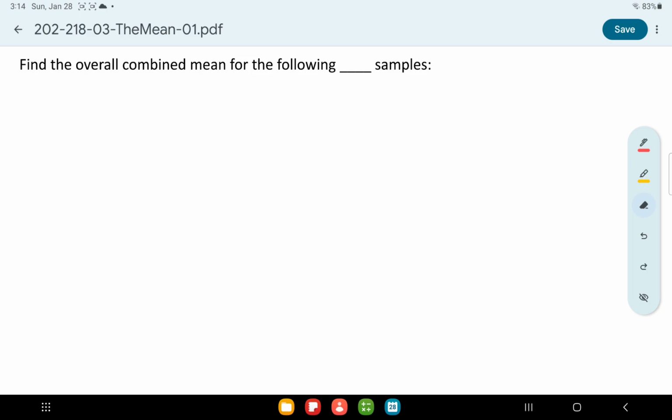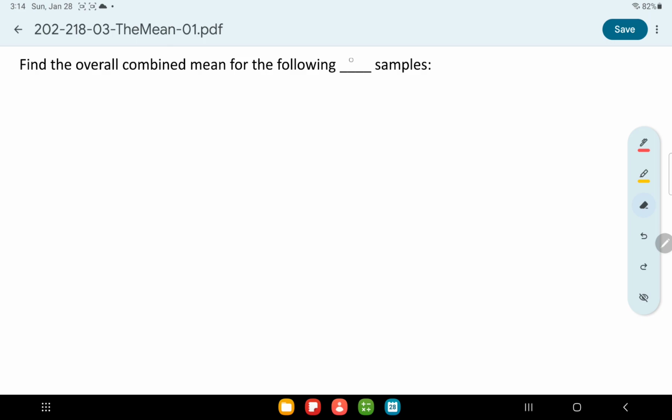In this tutorial, I will demonstrate how to understand how to use the concept of the mean and apply such knowledge in analyzing numbers from various different samples, precisely when working with combined samples. Okay? Figuring out their combined mean.